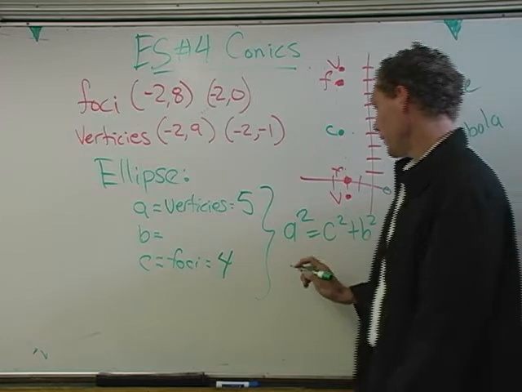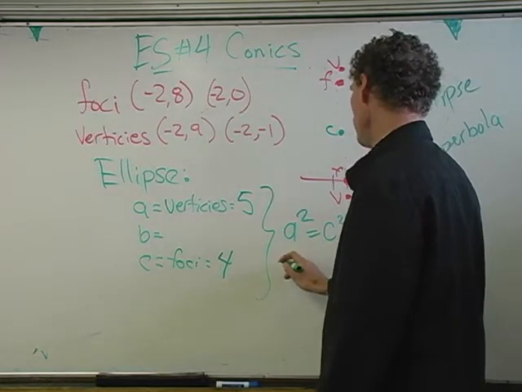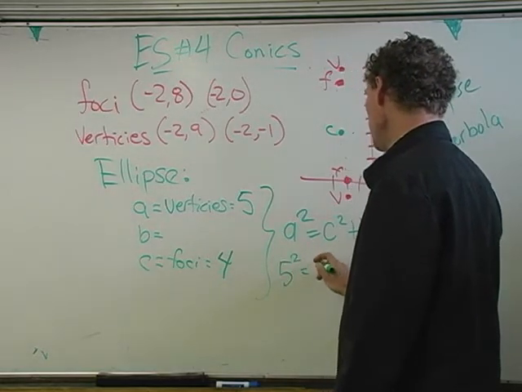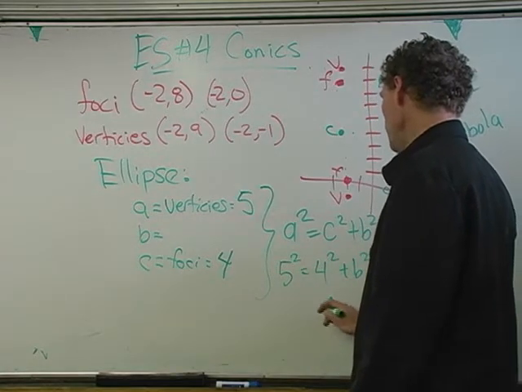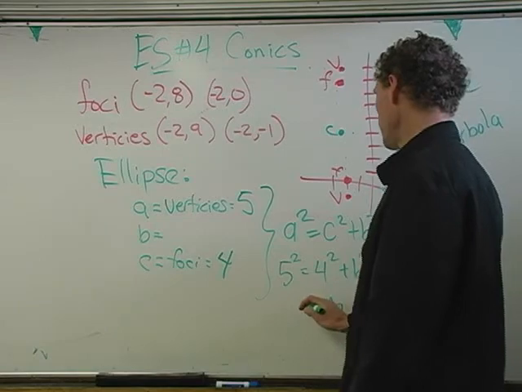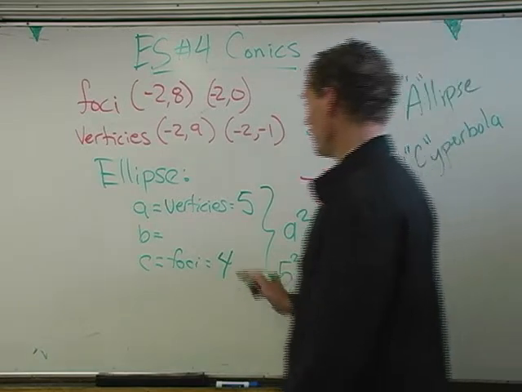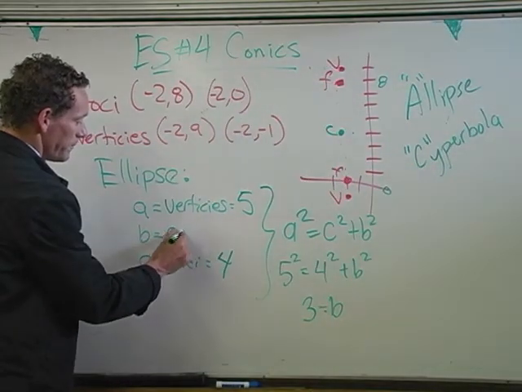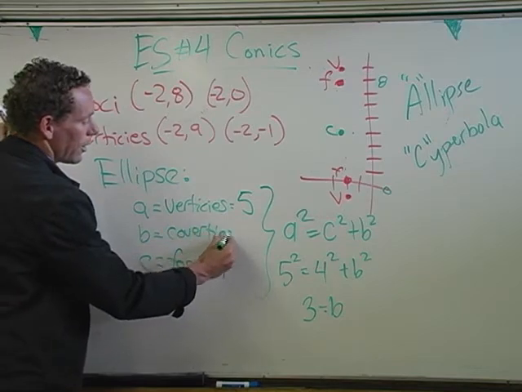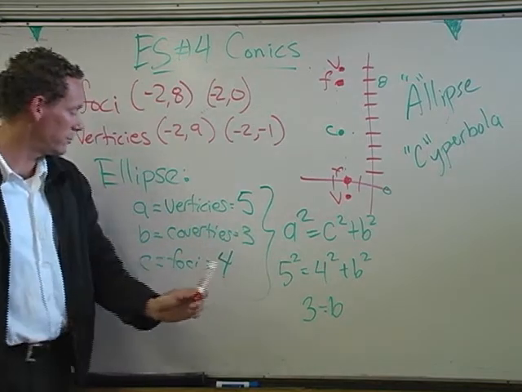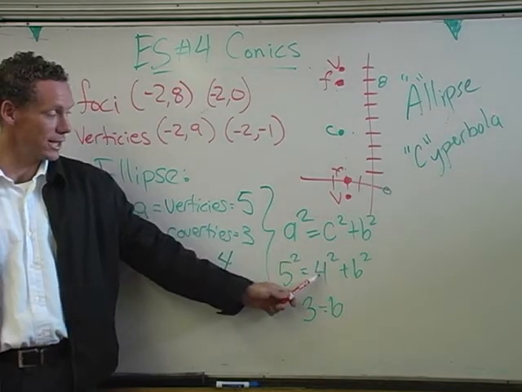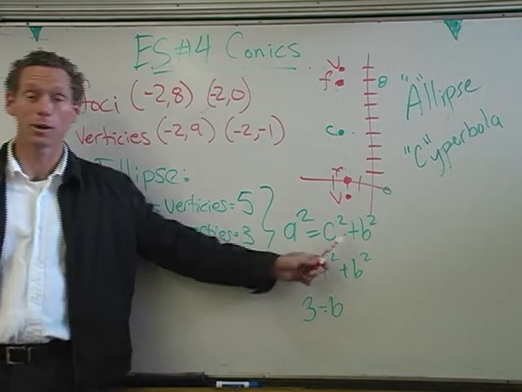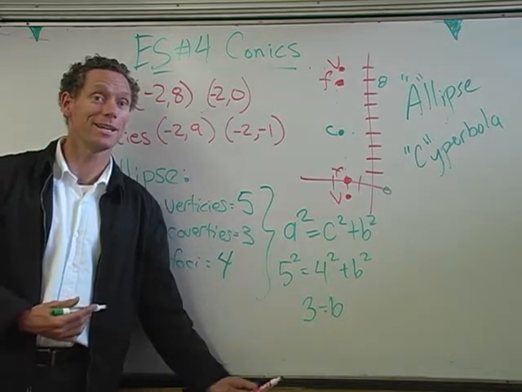Okay, so solving here, we get 5 squared equals 4 squared plus b squared. And so b squared equals 25 minus 16, and b is 3. Where does the 4 squared come from? c, the distance to the focal points, is 4, so that goes in here for c. And we're going to solve for b.